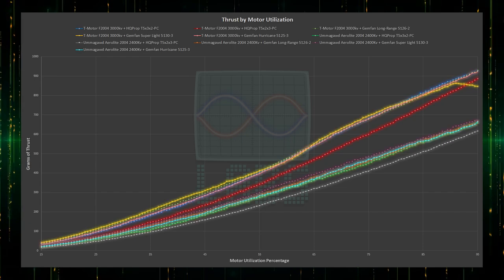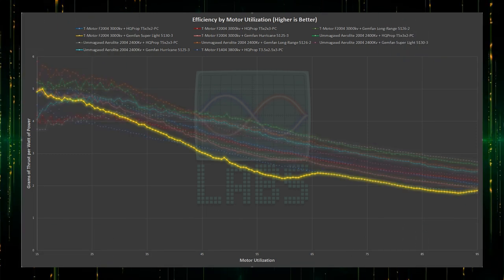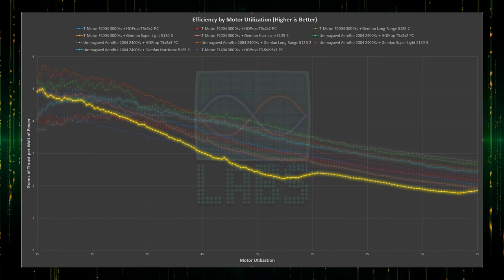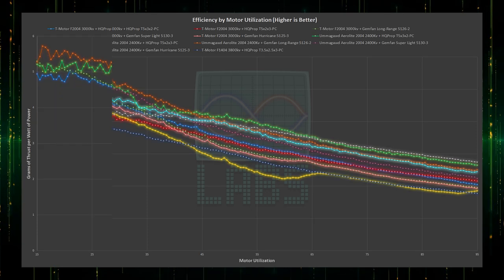The three blades, once again, are not pulling their weight, or blowing their weight, I guess. Switching to efficiency, the 32 amp pulling Gemfan Superlight is super inefficient on this motor. Let's clear up some of this unicorn barf and remove all but the 5-inch two blades. Much better.